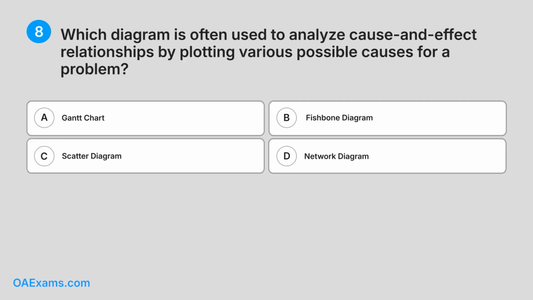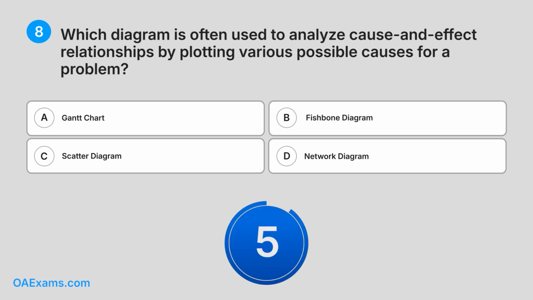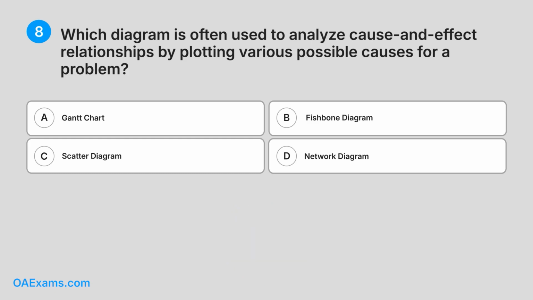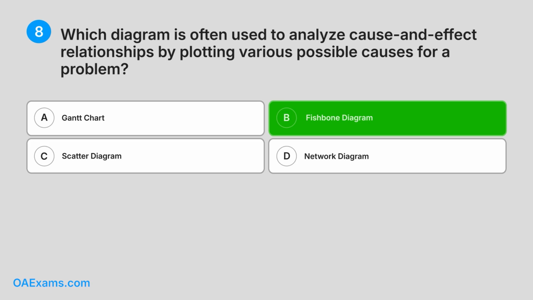8. Which diagram is often used to analyze cause and effect relationships by plotting various possible causes for a problem? A. Gantt chart. B. Fishbone diagram. C. Scatter diagram. D. Network diagram. Can you guess the answer? Correct answer: B. Fishbone diagram.